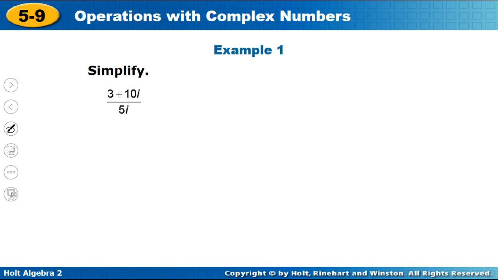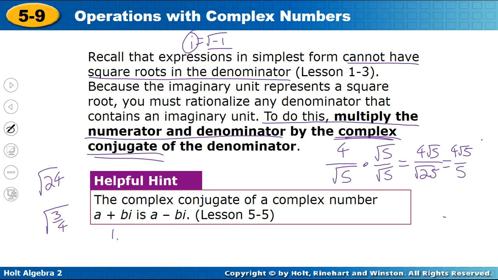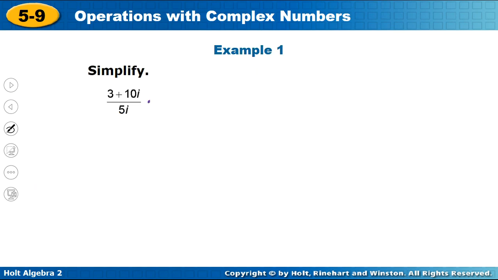So what am I going to do? Well, I'm going to multiply the numerator and denominator by the complex conjugate of the denominator. So the denominator is 5i. The complex conjugate of 5i is negative 5i. So I'm going to multiply the denominator by negative 5i, and I'll multiply the numerator by negative 5i. Remember, complex conjugate is basically changing the sign for the i term.